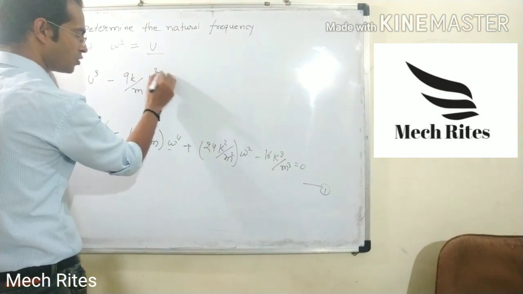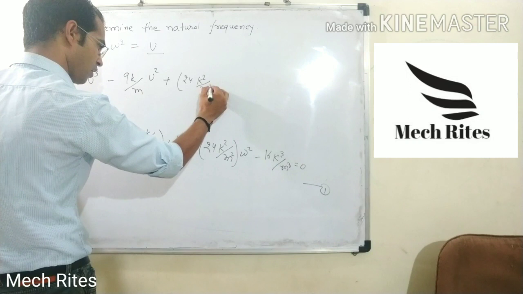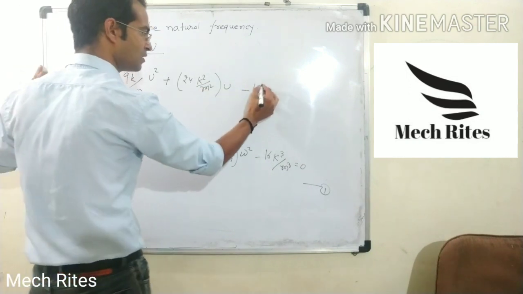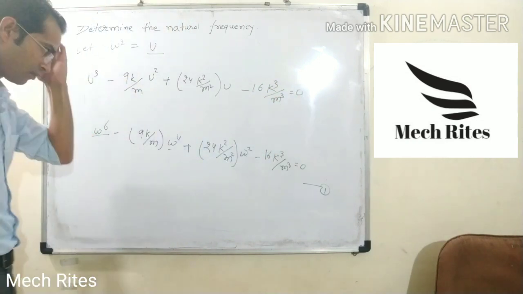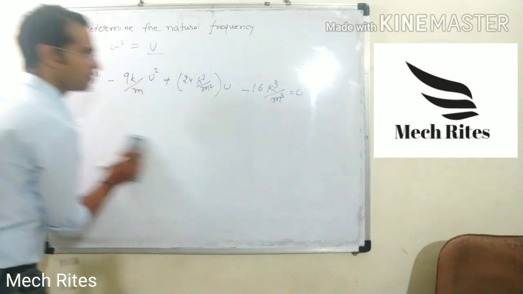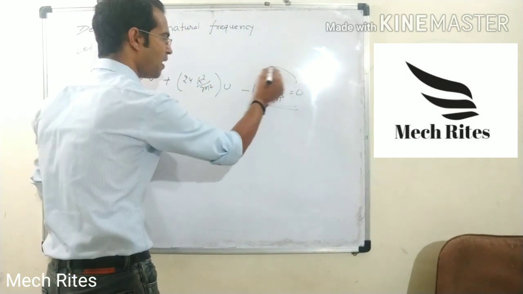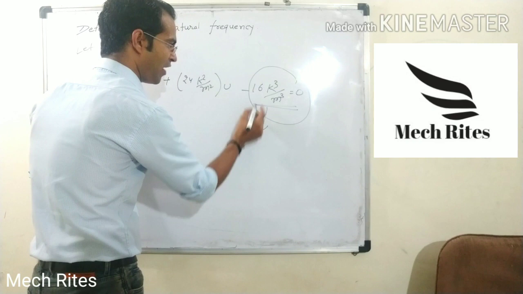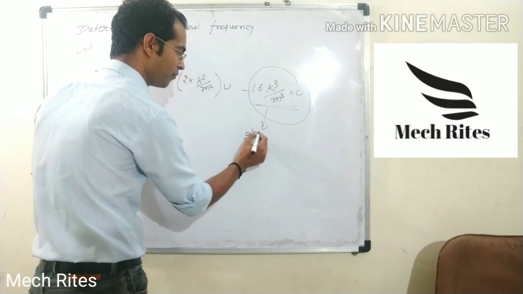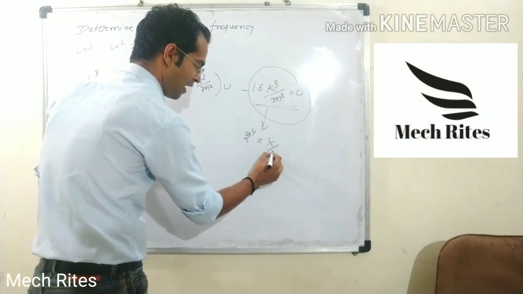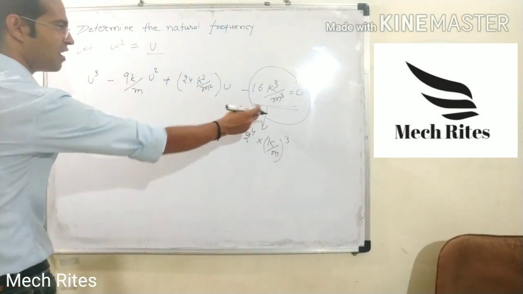So I will write here u square plus 24k square by m square u minus 16k cube upon m cube equal to 0. To solve such type of question, we have to think about the last part. In the last part, you will see, if you take the factor of this part, it will be 2 to the power 4 k by m to the power cube. So definitely k by m is a root of this equation.